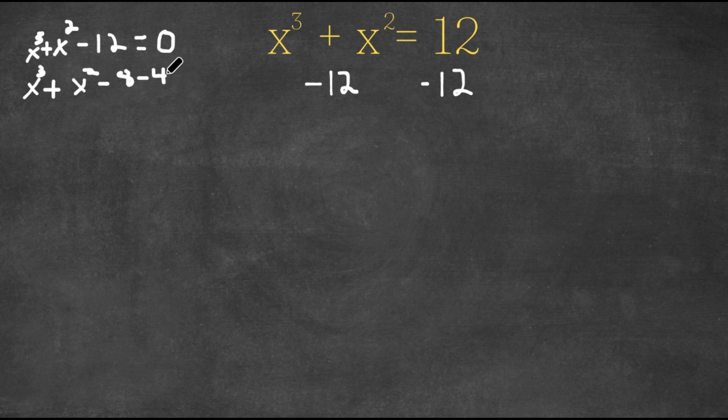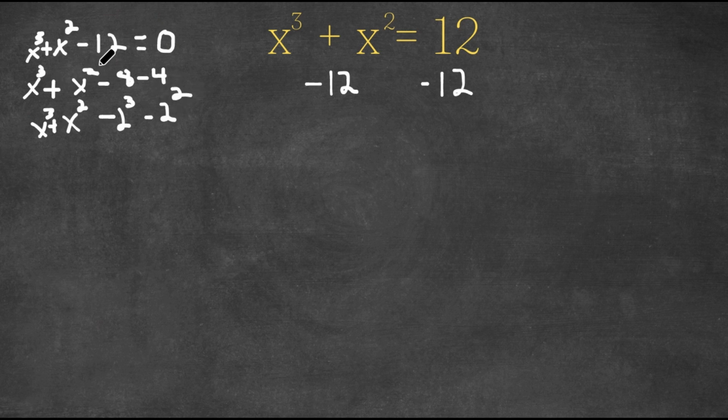And now I did that because 8 is the same thing as 2 to the power of 3, right? So I'm going to substitute 2 to the power of 3 in for 8. And 4 is the same thing as 2 squared, so I'm going to substitute 2 squared in for 4. So we have x to the power of 3 plus x squared minus 2 to the power of 3 minus 2 squared.